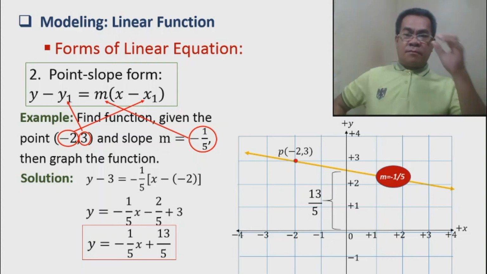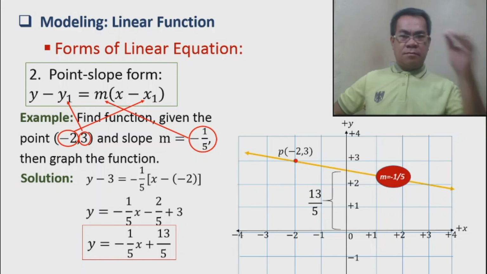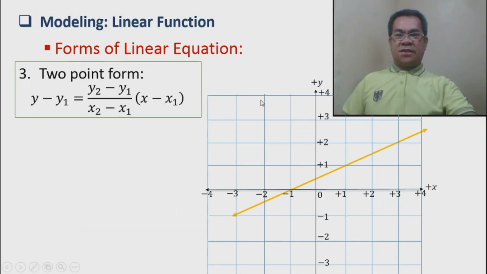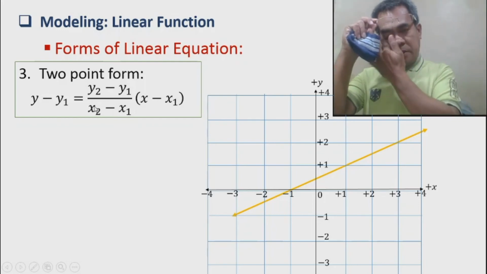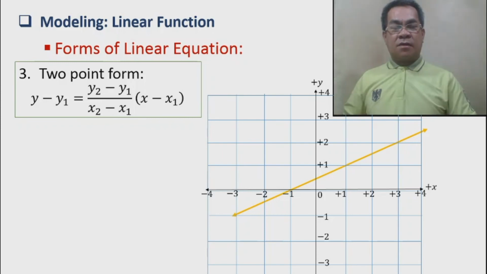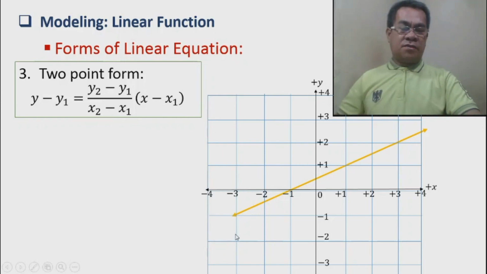Okay. So then, next is form number 3. So the form number 3, again, from our previous slide, this is y minus y1 is equal to y2 minus y1 divided by x2 minus x1, quantity x minus x1. This is the two-point form. So there must be a subscript here. We have the subscript of 1, subscript of 2. The subscript of 1 means the coordinates of point 1. The subscript of 2 means the coordinates of point 2.